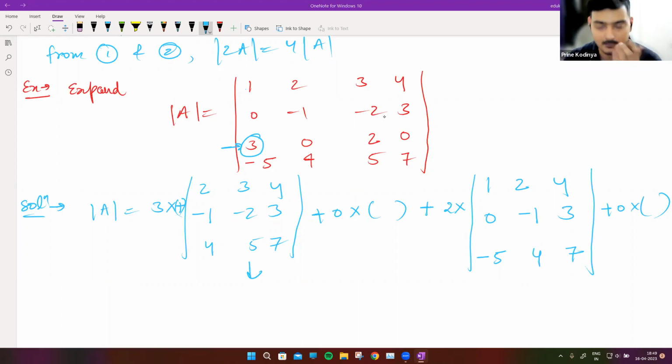-105. Okay, let me calculate. That is why I wrote it. So this would be 3 into, so 2 into, this would be -14, -15, -29. -3 into this -7, -12 would be -19. Plus 4 into -5 plus 8 would be 3.